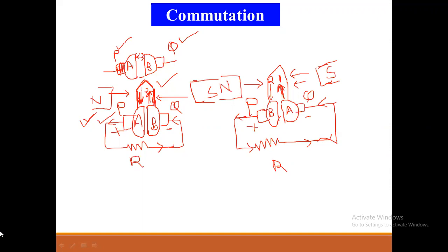Similarly for conductor 2, when it is under the S pole in the first figure, at that situation it carries current in the upward direction, right? And in the second figure, when it comes under the N pole, at that situation it carries current in the downward direction, right? Correct?